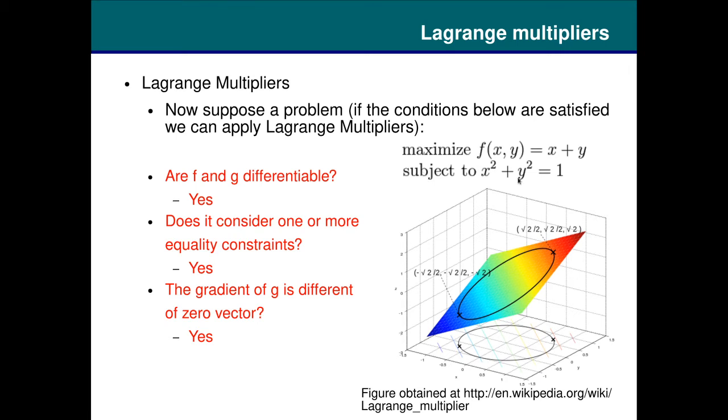And subject to a given constraint, my constraint is x squared plus y squared must be equal to 1. So if I have a constraint that's defined in equality terms like this, I can use the Lagrange multipliers after analyzing a list of points, so to speak.